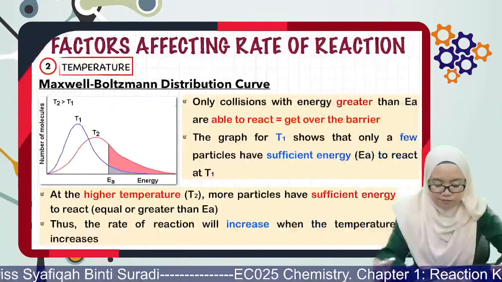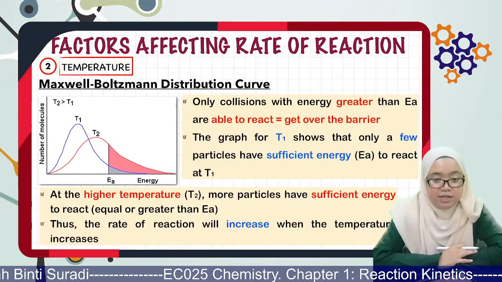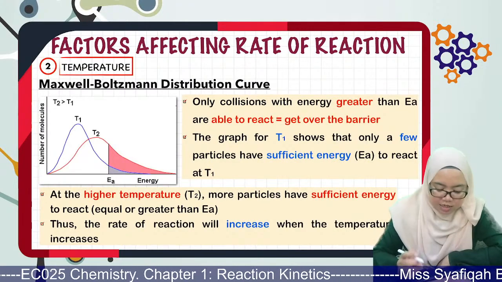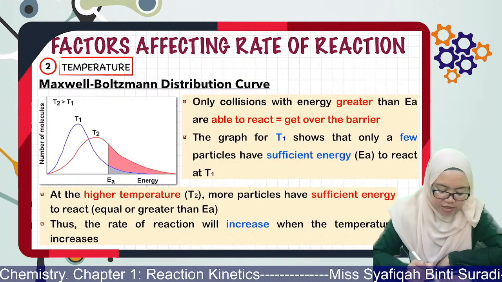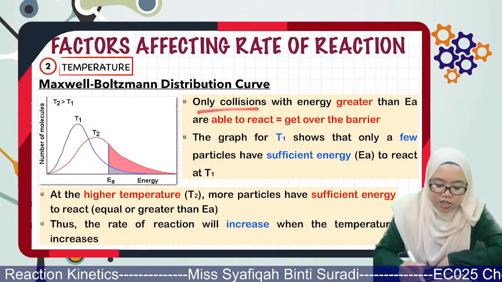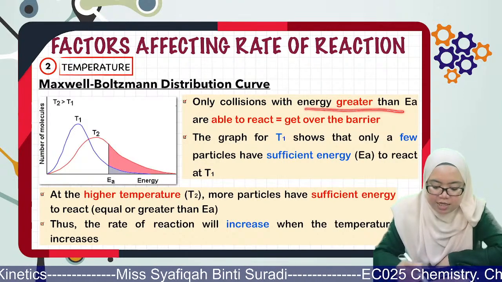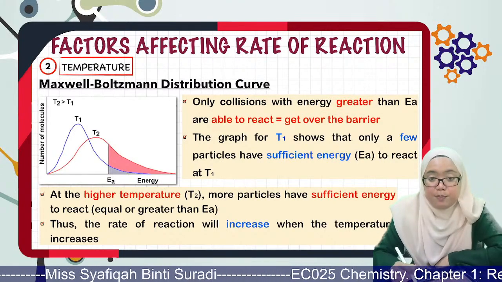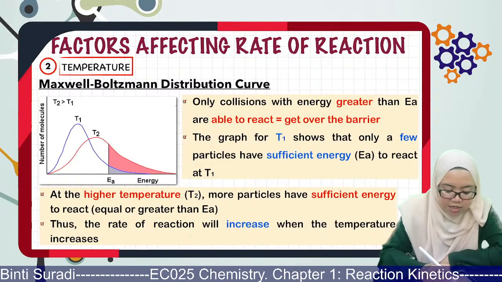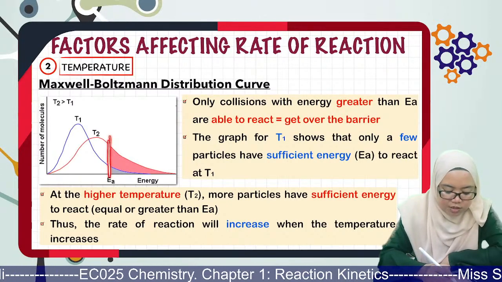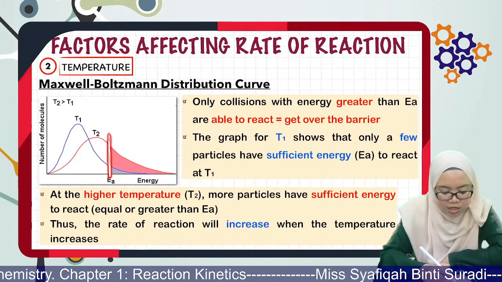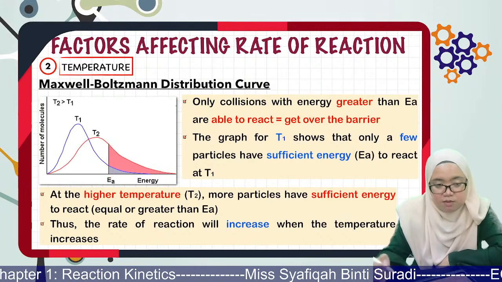Okay. Now, untuk next explanation on MB distribution curve ni, kita nak explain berkenaan dengan collision. So, only collision with energy greater than EA are able to react. Sebab apa? Dia able to get over the barrier. Okay, so maksudnya kalau dia tak melepasi, kalau dia punya kinetic energy yang dia possess, dia tak lebih ataupun equal to EA, dia tak akan boleh pergi kepada produk.